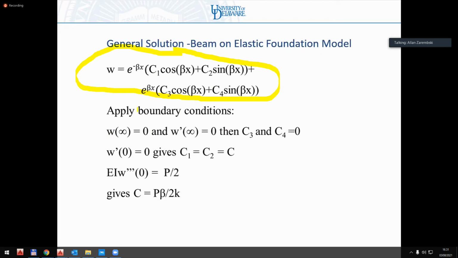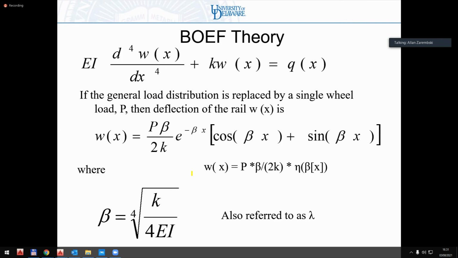And then I can apply the boundary conditions and I get C1 equals C2 equals C equals P beta over 2K. I'm not going to solve this for you. For those of you who are inclined to do so, you're welcome to do this. What you'll see is C3 and C4 drop out. C1 equals C2 is equal to P beta over 2K. And lo and behold, you end up with this answer. So there's my 4 IV.